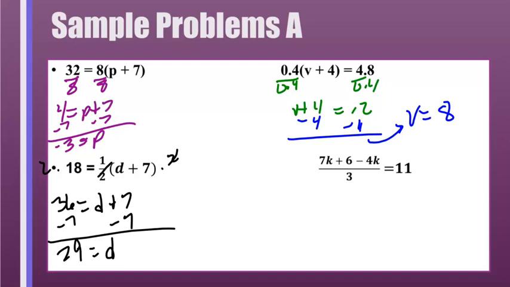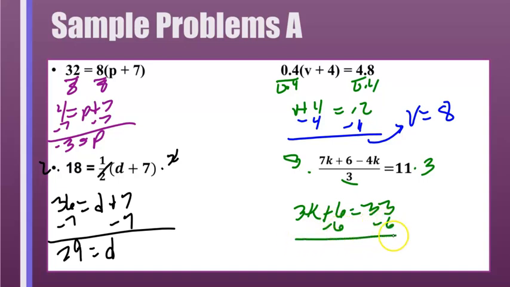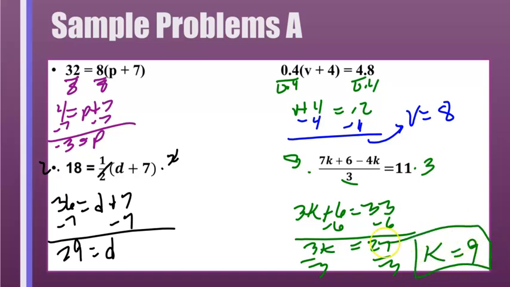And this one, to get rid of the denominator, I multiply both sides by 3. Combine the numerators, so that gives me 3k plus 6 equals 33. Subtract 6 on both sides, gives us 3k equaling 27. And divide by 3 on both sides, and k is going to equal 9.